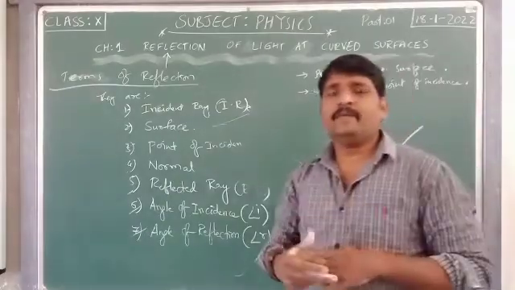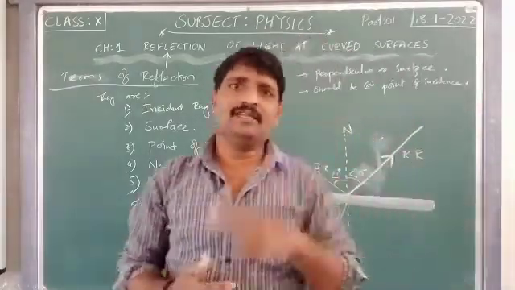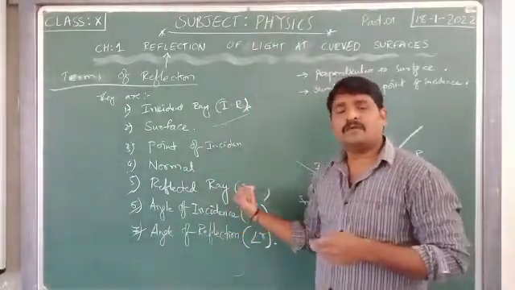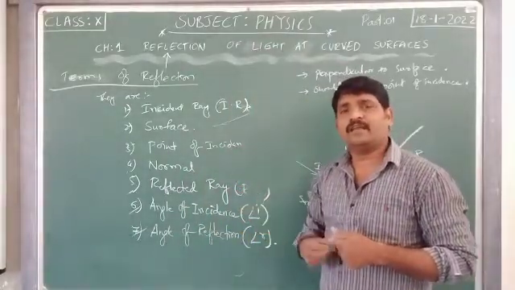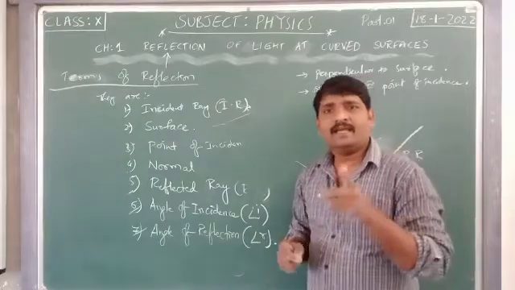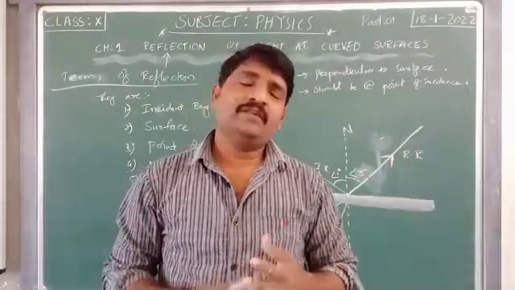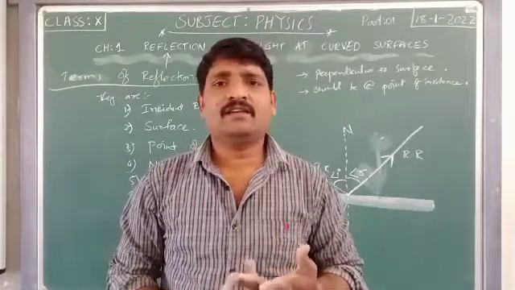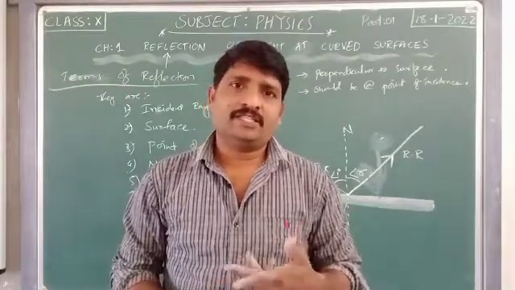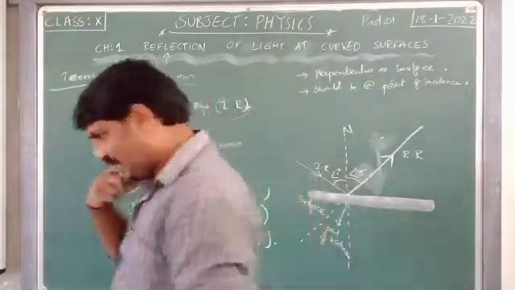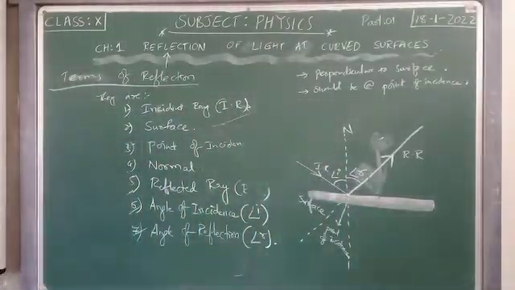Those are the two main conditions you have to take into consideration. And the reflected ray, the ray which is bouncing back after hitting the surface, we are calling as reflected ray. The angle between the incident ray and the normal is called the angle of incidence. The angle between the normal and the reflected ray we are calling as angle of reflection. These are the terms associated with the reflection of light.